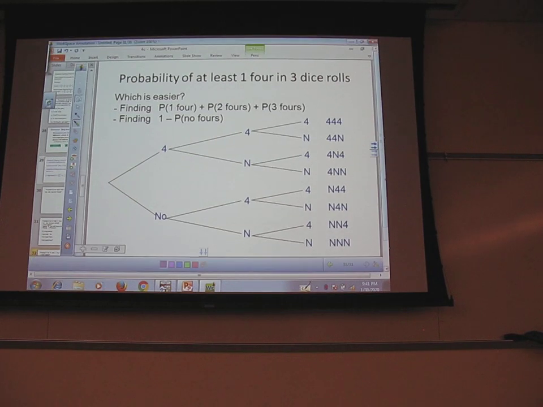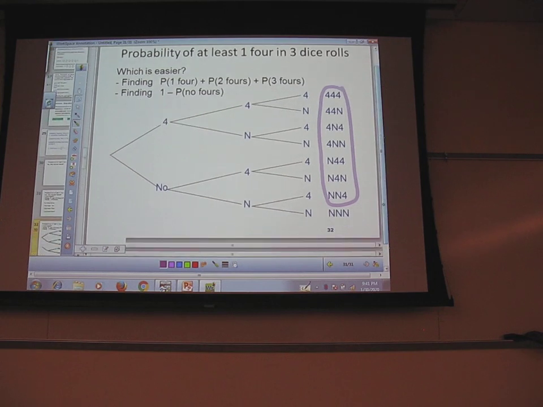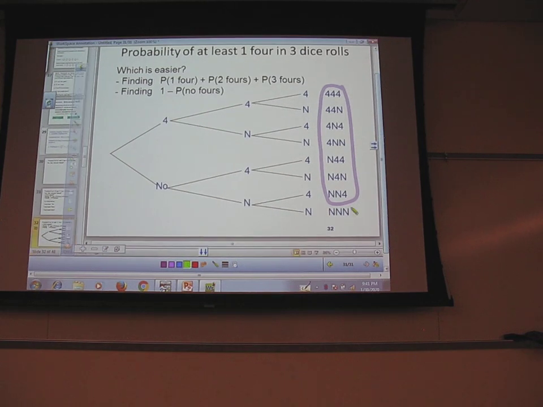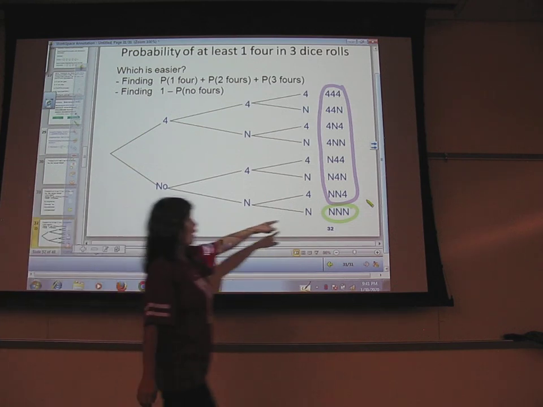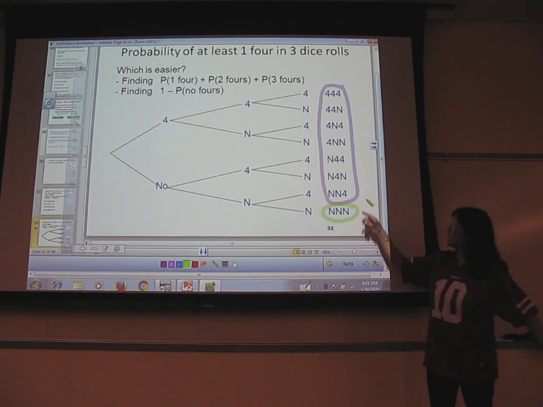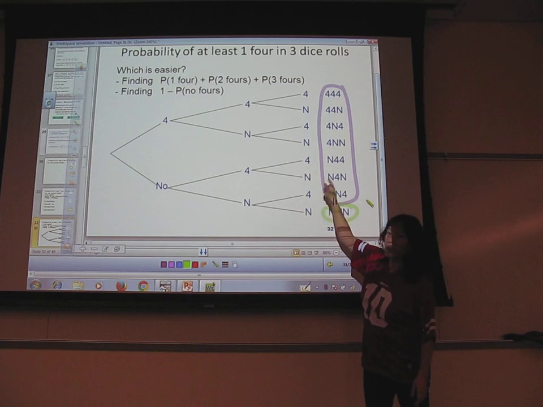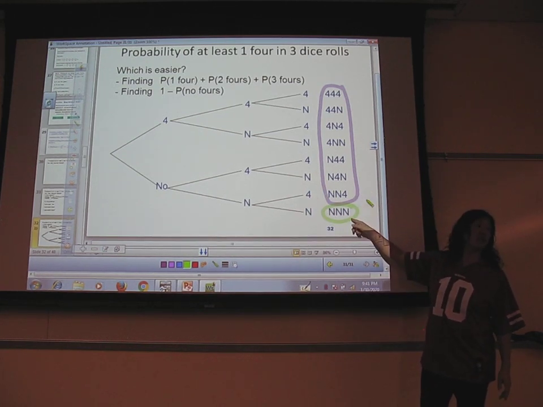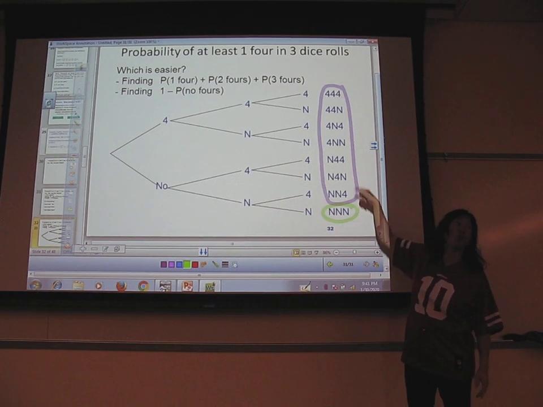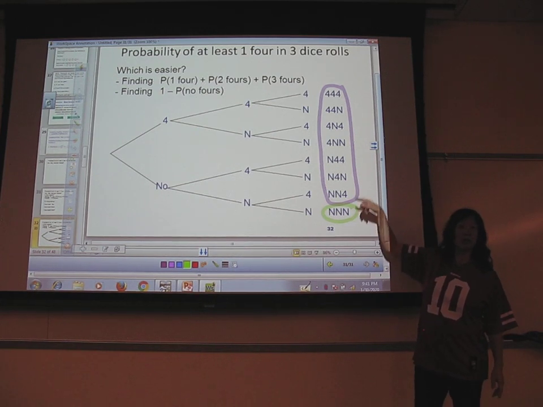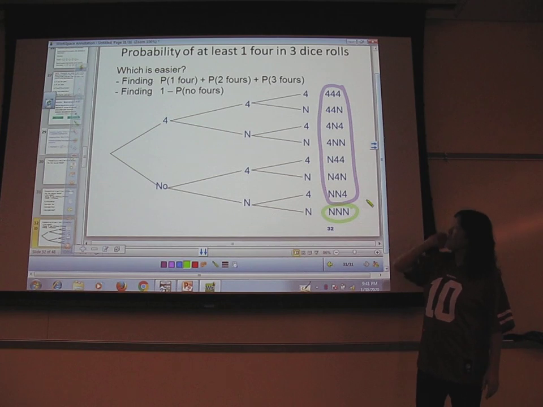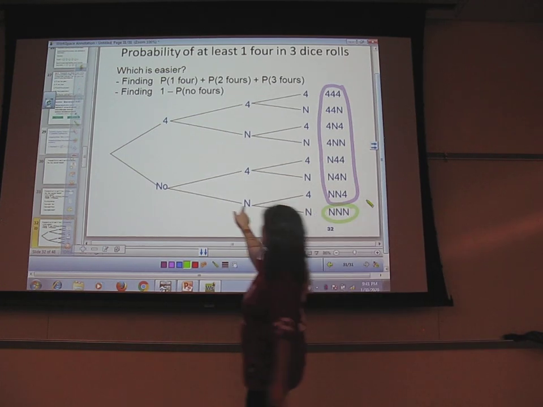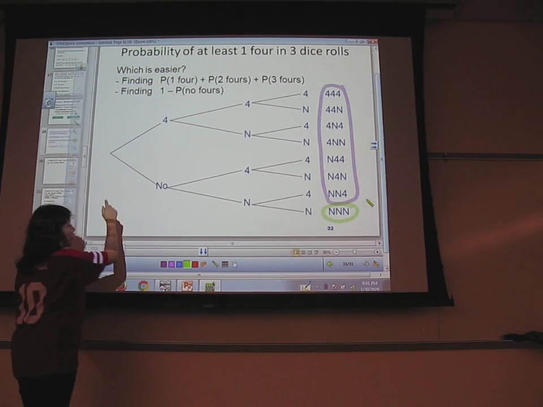So here are my at least 1 4, right? Here is my no 4s at all. I can either find these 7 through this probability tree and add them up, or just find this guy and subtract him from 1, because all of these should add up to 1 or 100%. And like I said, the beauty of it is this one's really easy to find, because they're all the same. I don't even need a tree.